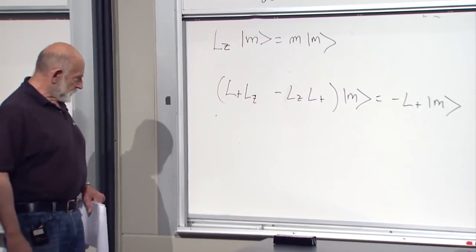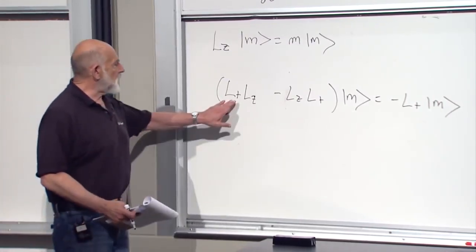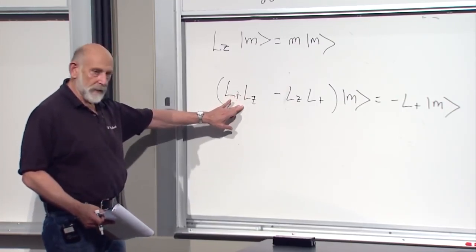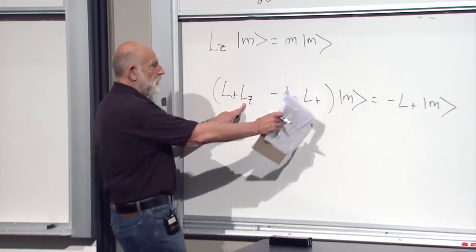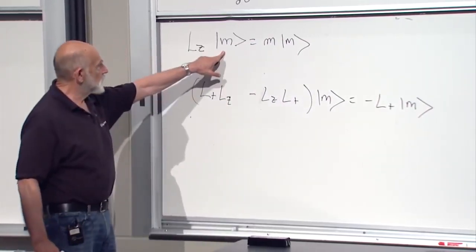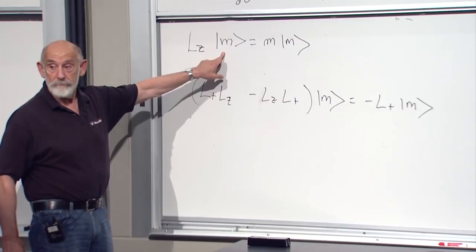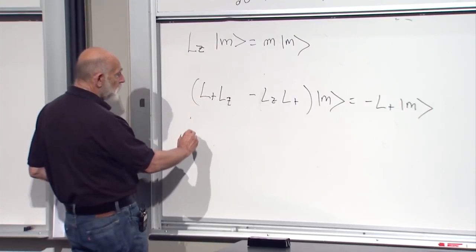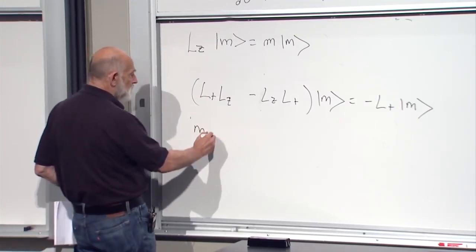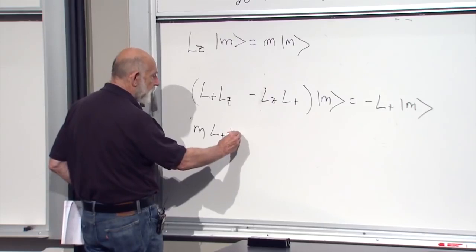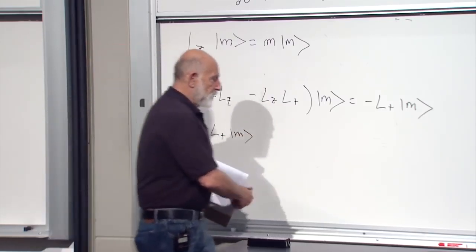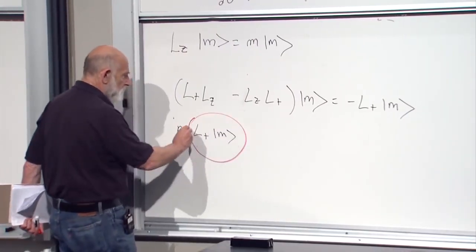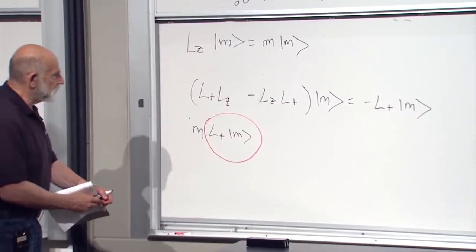Okay, so what do we know? Let's take this first term here on the left. What does Lz do when it hits m? Multiplies by m. That's because m is an eigenvector of Lz. So the first term becomes m times L plus m. I'm going to take L plus and m, and I'm going to put them in a red circle, because I want you to think of it as a unit.